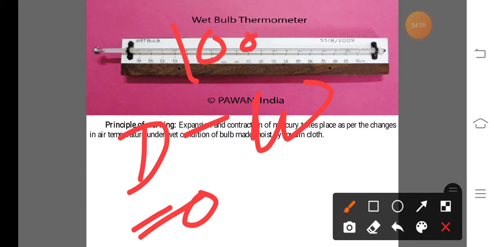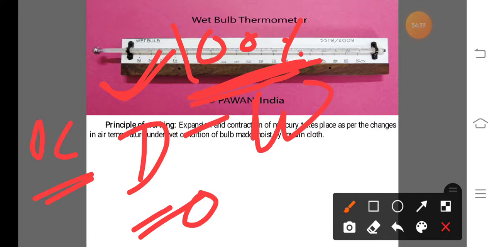That means 100% relative humidity is present in the atmosphere, and this situation occurs in the rainy season also. Rainy season, or when the temperature of the atmosphere goes to 0 degrees Celsius, that means a sublimation condition. The saturation, that means the humidity in the atmosphere, is 100%, that means the atmosphere is fully saturated.